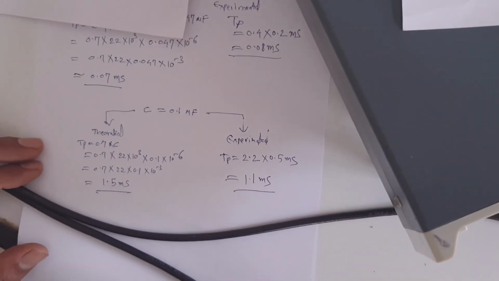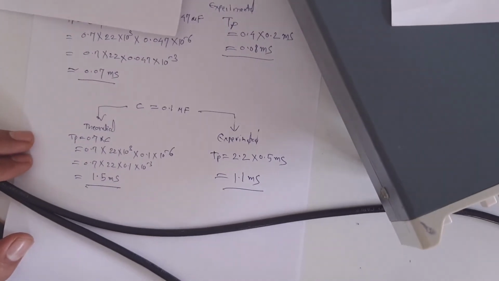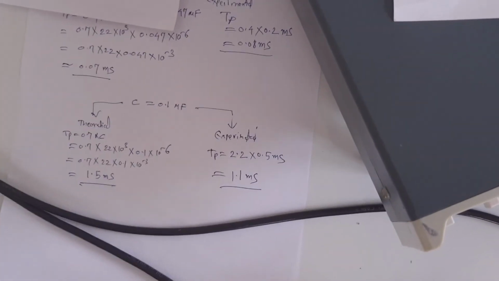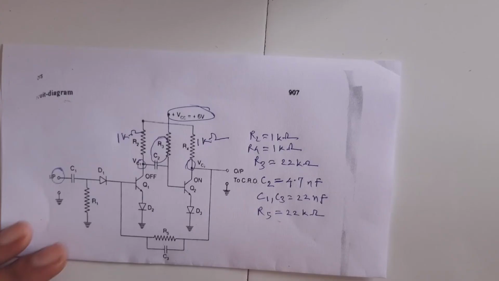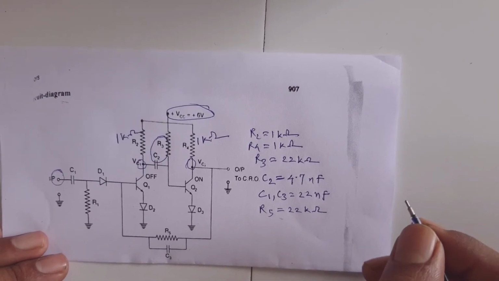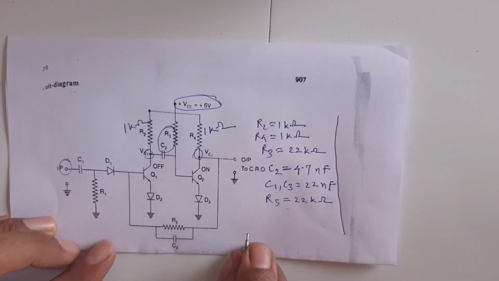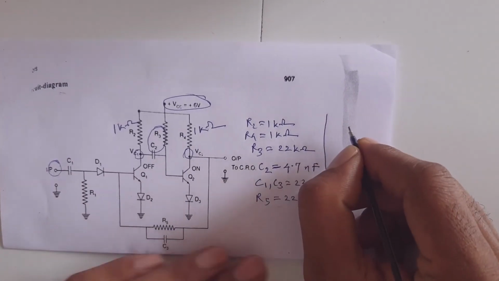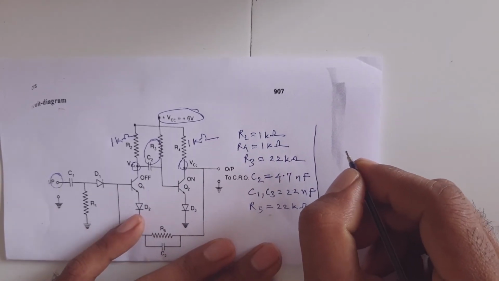I hope you understand the monostable multivibrator experiment. Now let us see what happens in this monostable multivibrator. In a monostable multivibrator there are two states, that is stable state and quasi-stable state.